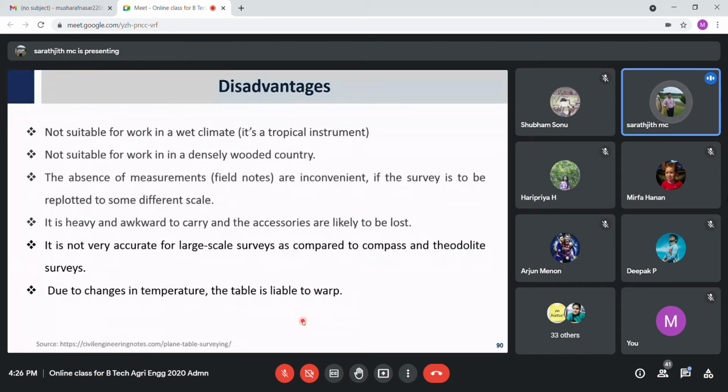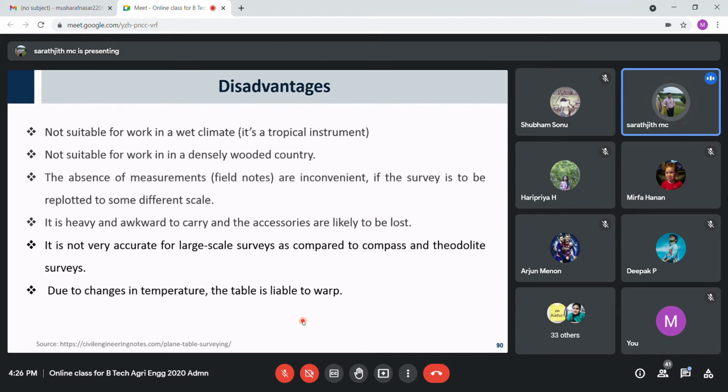And also, if there is a very dense wood or forest land, you won't be able to do plain table surveying, because all the trees are going to interrupt your measurements, and you will not have that much precision to point your object as you will get in case of a compass survey or theodolite or total station like that. So it's not suitable when the area is heavily populated, densely populated with vegetation.